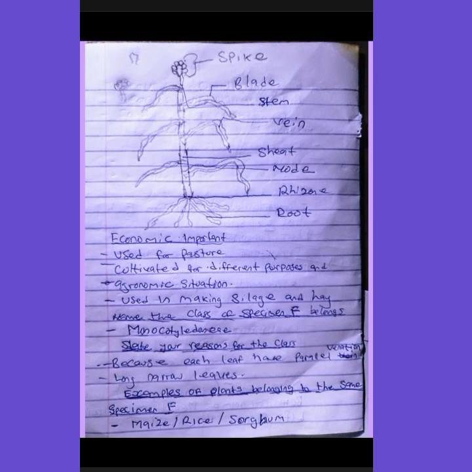It has a spike. This is the blade. This is the stem. The vein is in the middle. This is the sheath. This is the node. Here is the rhizoid, and here are the roots.